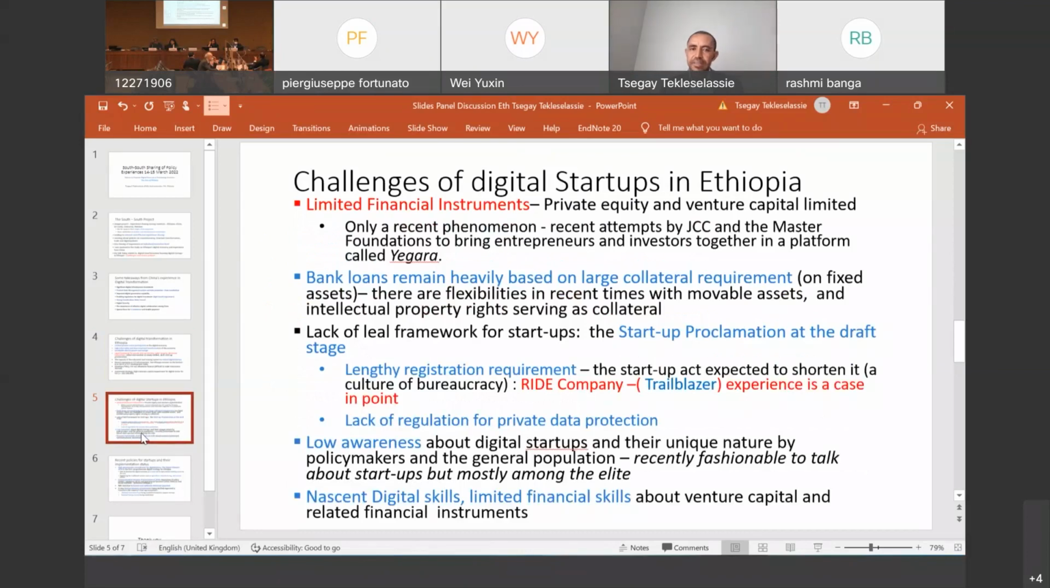When we go specifically to startups, the challenges for digital startups in Ethiopia. First of all, startup is now very, very fashionable in Ethiopia, especially among young people and among the diaspora.